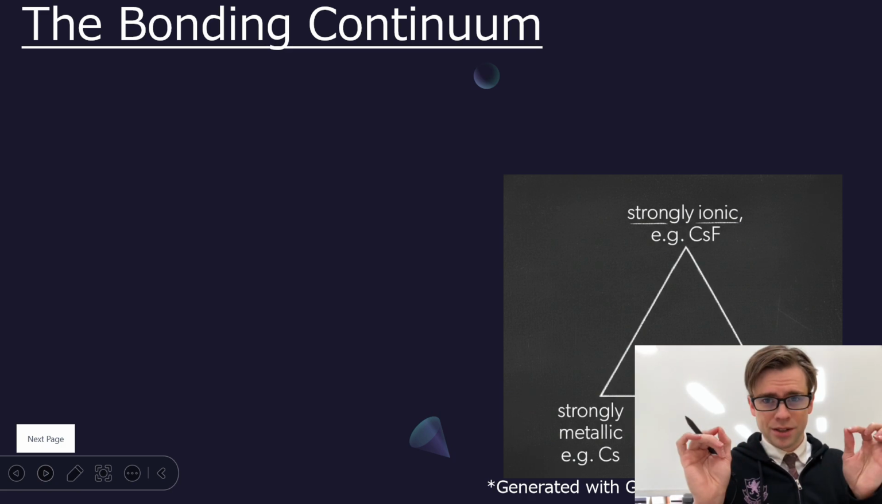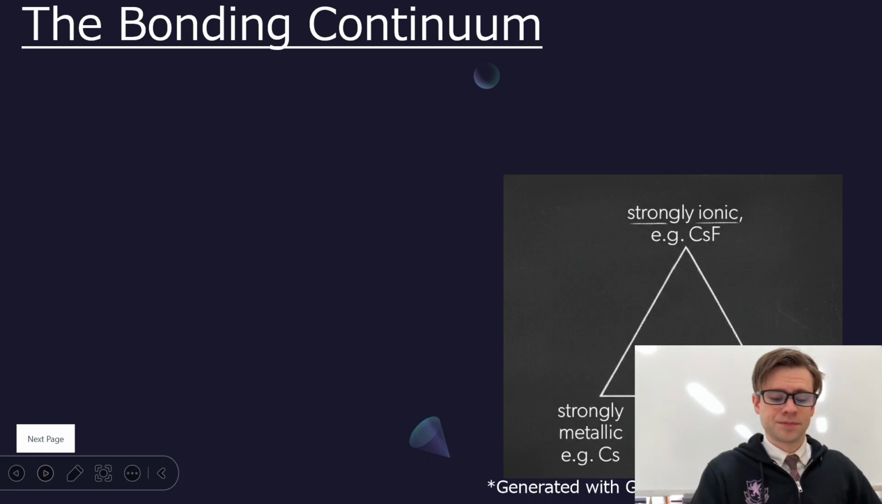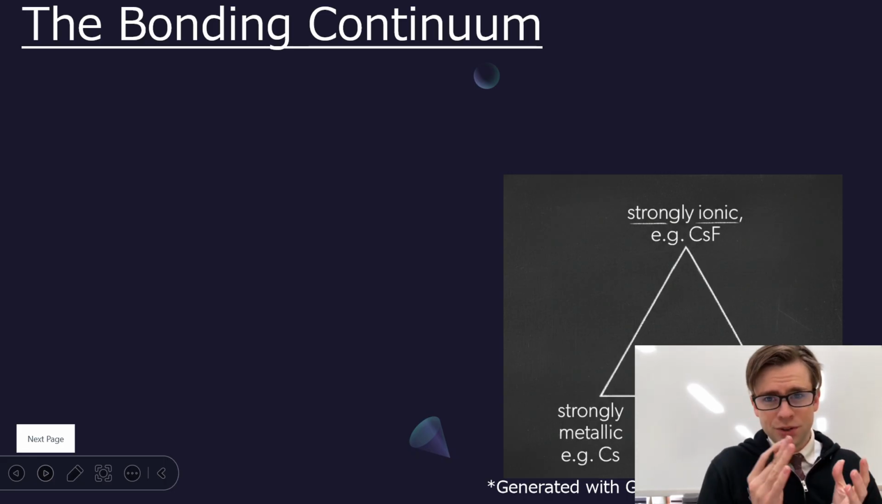You could imagine a line where you're somewhere on that line. If you're closer to ionic, you're more of an ionic bond. If you're closer to covalent, you're more of a covalent bond. But that kind of spectrum and line also exists between covalent and metallic, and between ionic and metallic as well.